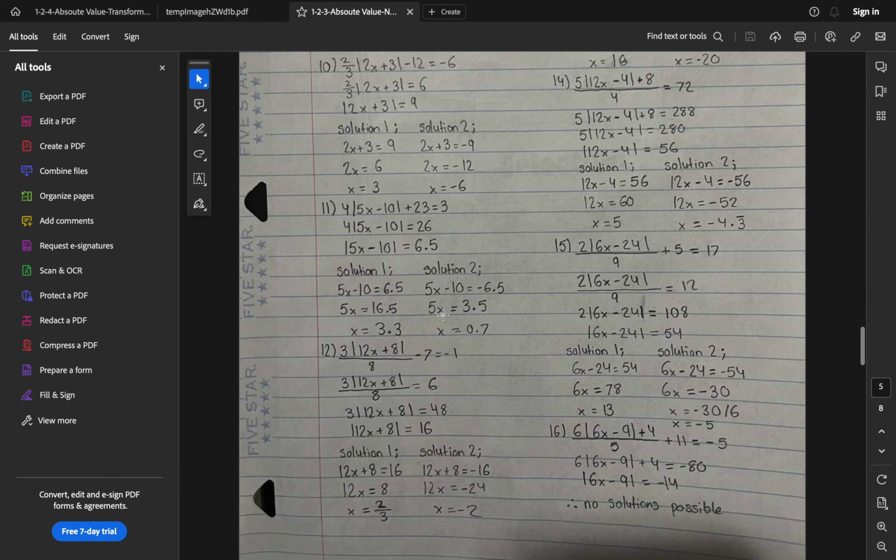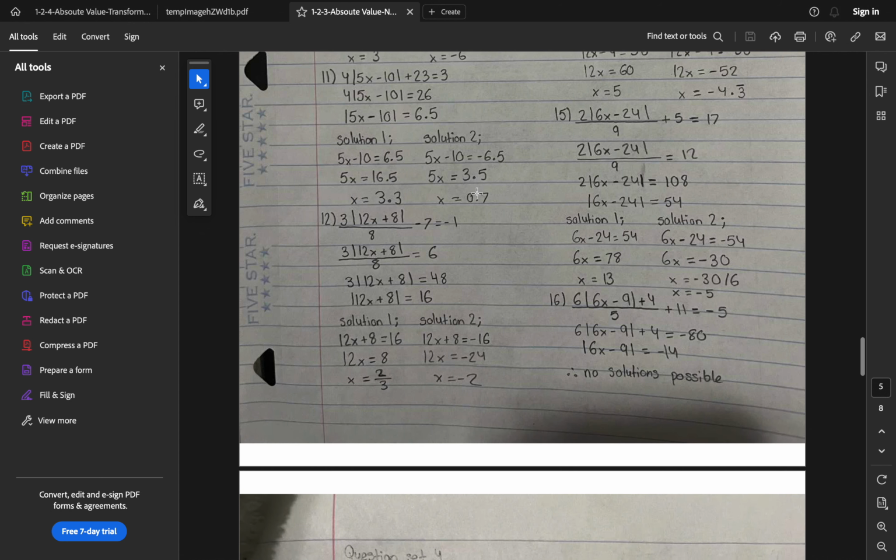Question number 10. It becomes 2 over 3 times the absolute value of 2x plus 3, minus 12, is equivalent to negative 6. We isolate so that we only have the numbers in the absolute value. The absolute value of 2x plus 3 ends up equaling 9 once we rearrange. Once again, two possibilities: equivalent to positive 9 and negative 9. We isolate for x in both. So 2x plus 3 is equivalent to 9 becomes 2x equals 6, and it becomes x equivalent to 3. Solution number 2 is 2x plus 3 is equivalent to negative 9. We rearrange, it becomes 2x equivalent to negative 12. We isolate for x, which is equal to negative 6.